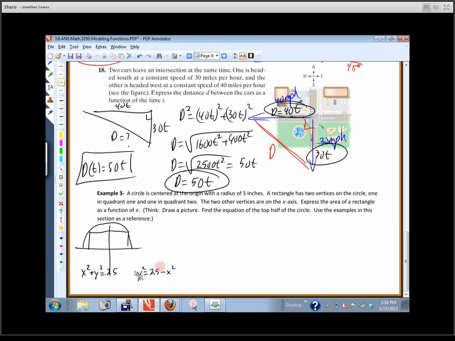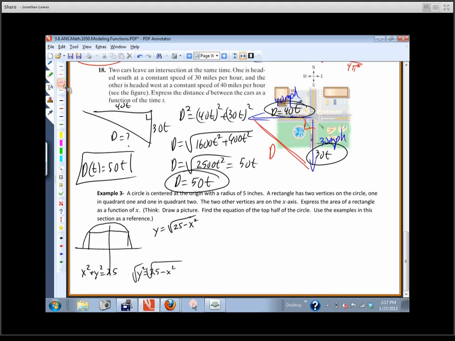And then if I want the top half of the circle, if I want to solve for what y is, I get y equals the square root of 25 minus x squared. You with me there? That's going to be the top half of the circle. It's the same equation. All I did was solve it for y, and when I took the positive square root, that's going to give me all positive y coordinates. That's got to be the top half of the circle. Okay?